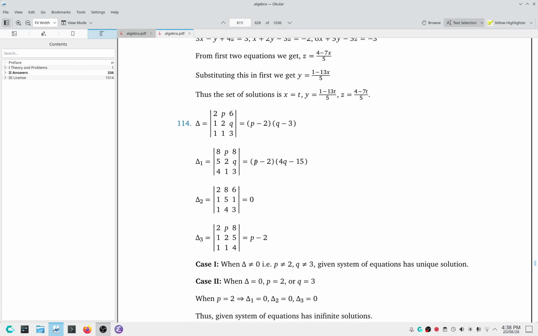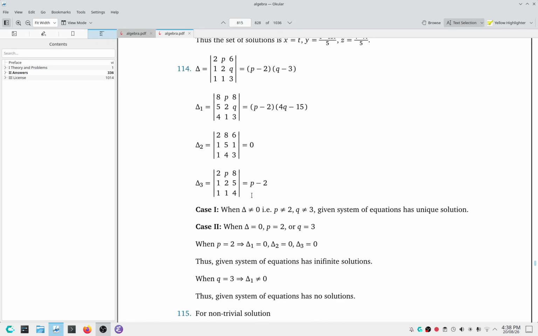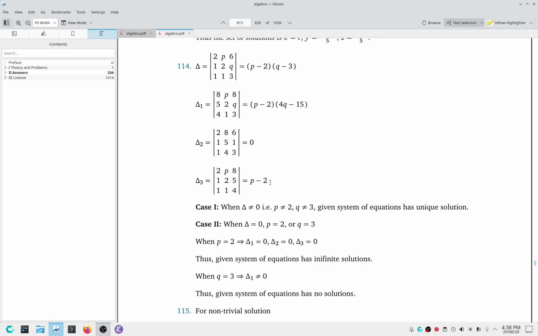So we see this. We have delta is equal to (p minus 2) times (q minus 3) upon evaluation. Delta 1 would be (p minus 2) times (4q minus 15). Delta 2 is 0 and delta 3 is (p minus 2). Now the first case is when delta is not equal to 0, that is p is not equal to 2 and q is not equal to 3. Now the given system of equations will have a unique solution here.